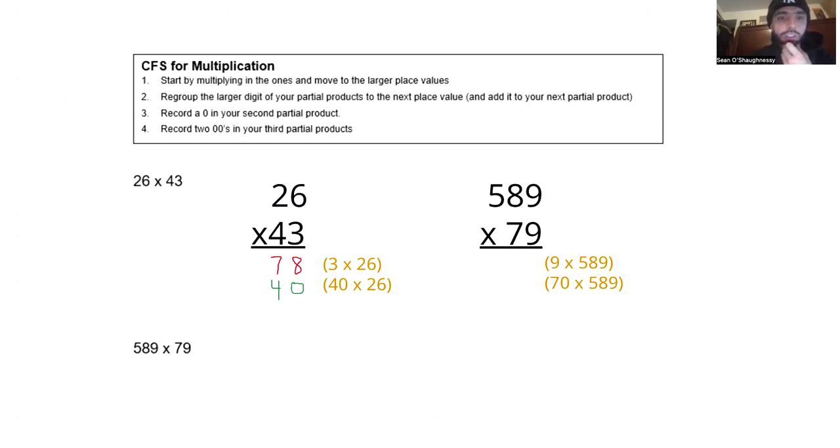Then you do your 2 times 4, you get 8. You add the 2, you get 10. And now you just need to add your partial products. You add your partial products here, and you are going to get 1,118.